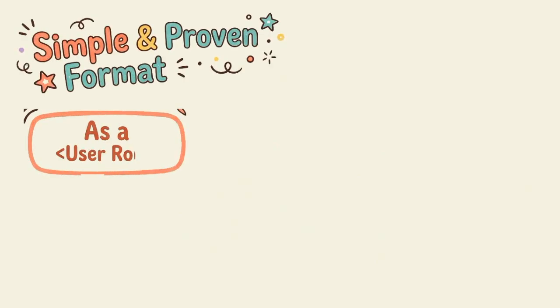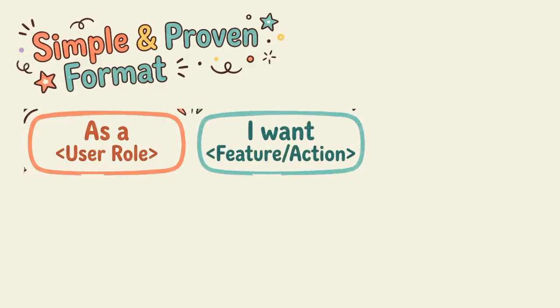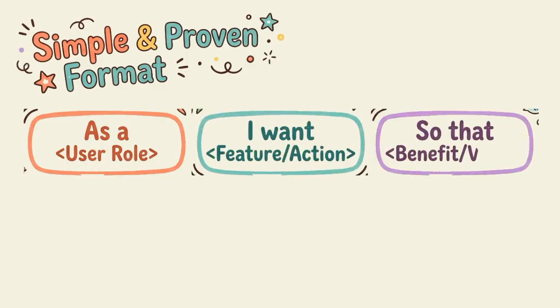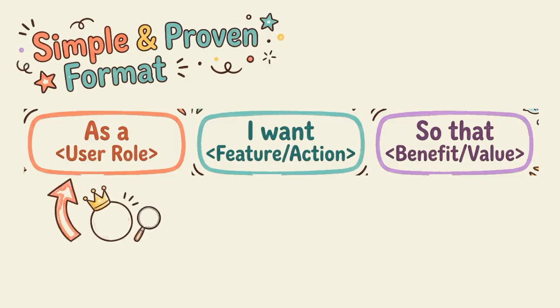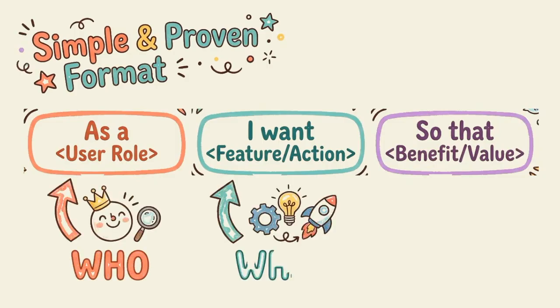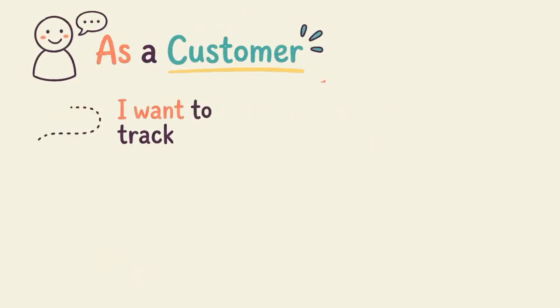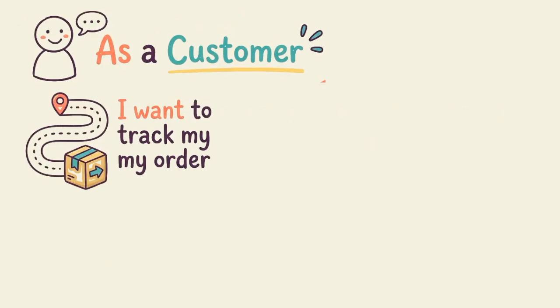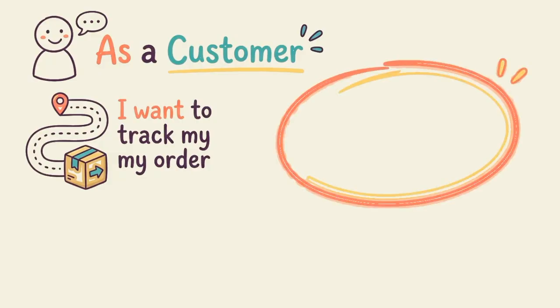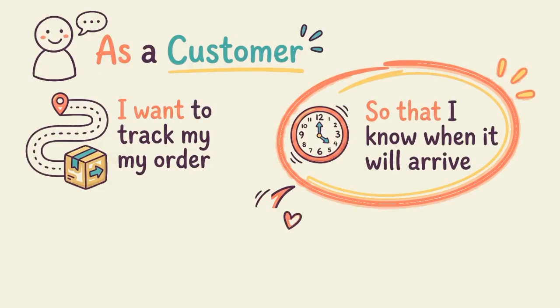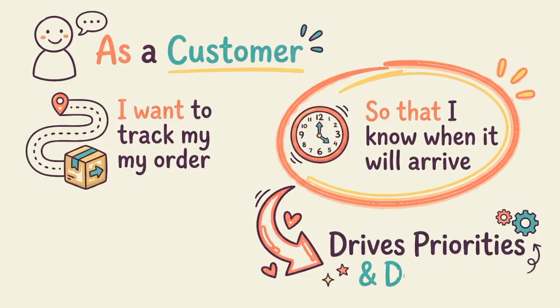As a user role, I want a feature or action so that I get a benefit or a value. This structure keeps the focus on who needs something, what they need, and why it matters. For example, as a customer, I want to track my order so that I know when it will arrive. Notice how the value is clearly stated here. That final part is what drives priorities and decisions.